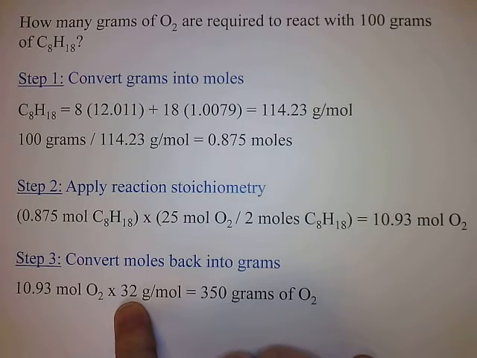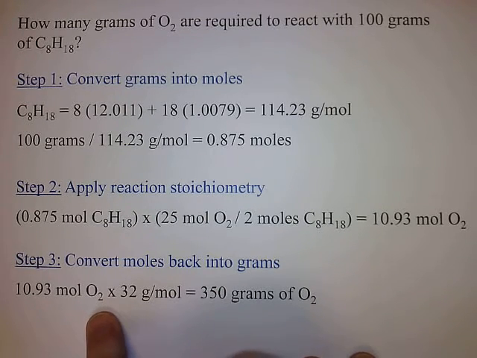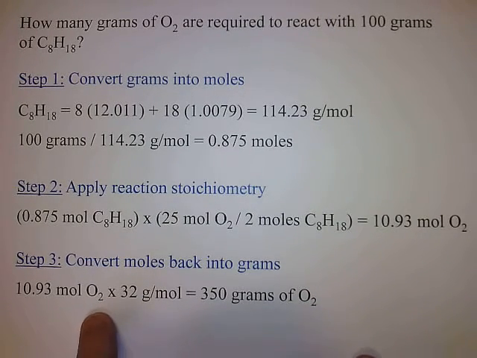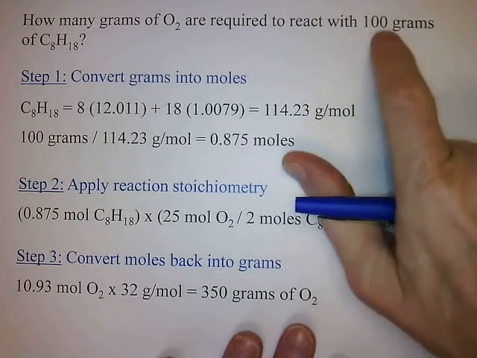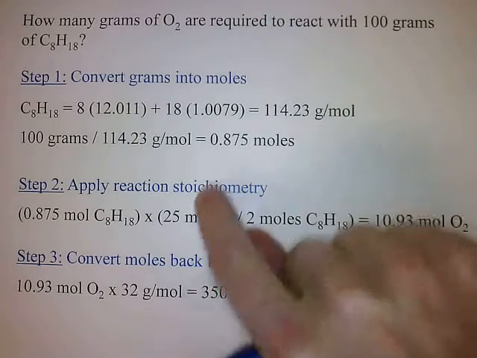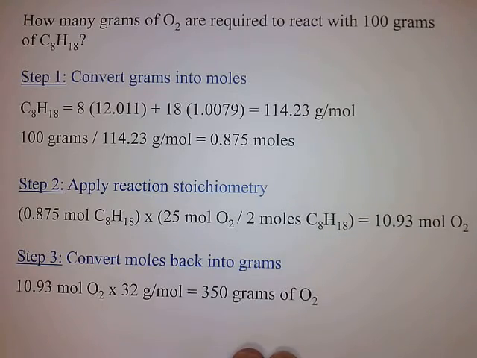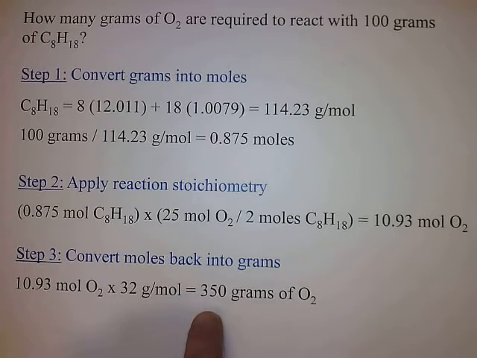Oxygen has an atomic weight of 16, but remember we were dealing with O2 molecules. 16 is the weight of an individual oxygen atom, but oxygen occurs as O2 molecules, and 32 grams per mole is the mass of an O2 molecule. So that's 350 grams of oxygen. Basically, your 100 grams of octane requires, or consumes, 350 grams of oxygen.